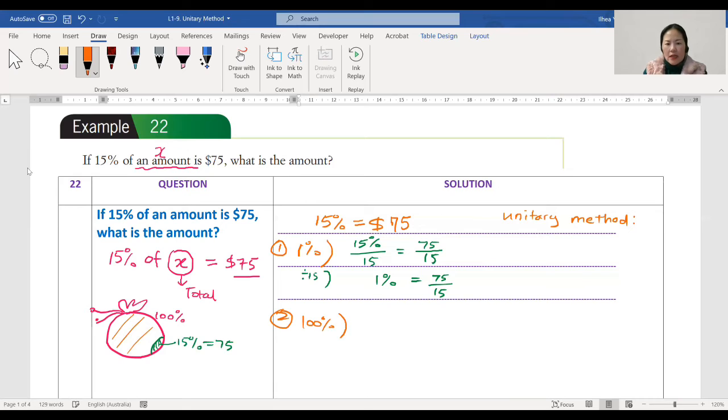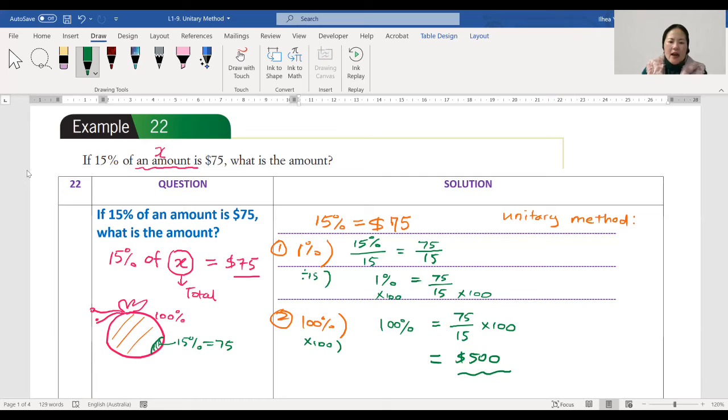So what do we do now in here? How do we go from 1% to 100%? Do you multiply by 100? Yes, thank you very much. So you do that, and don't forget to do the same thing on the other side. I've done it by 100 here, and I'm doing 100 here. So therefore, 1% times 100 is 100%, and 75 over 15 times 100, and you will get 500.